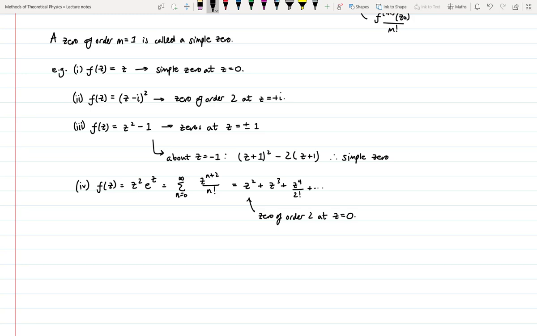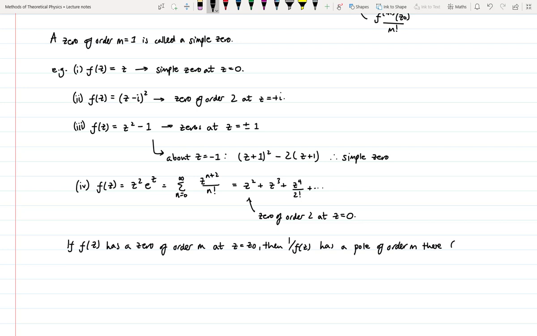The very last point I'll make in this video is that if f of z has a zero of order m at z equals z0, then 1 over f of z has a pole of order m at that point, and vice versa. So that gives you an idea of the link between zeros and poles of a function.